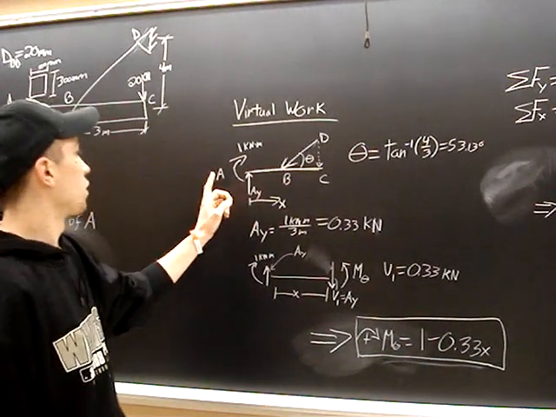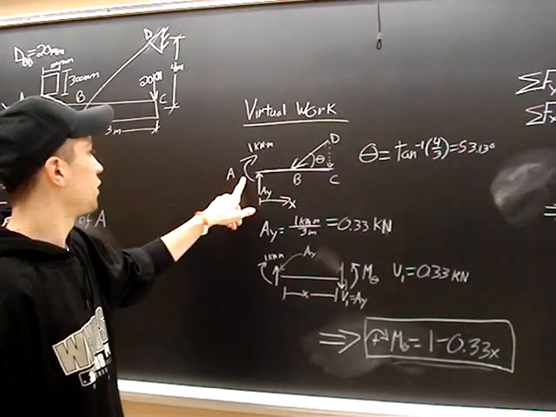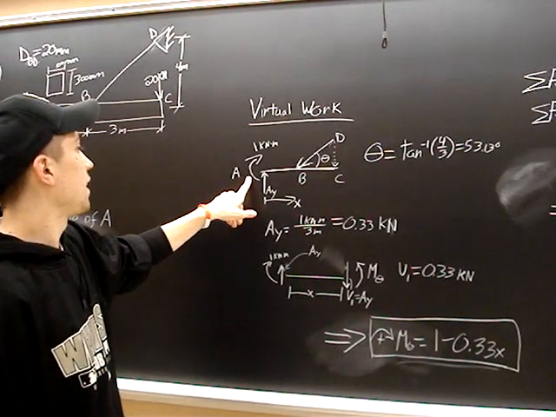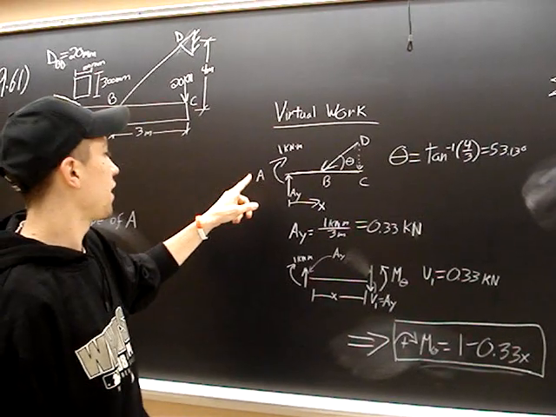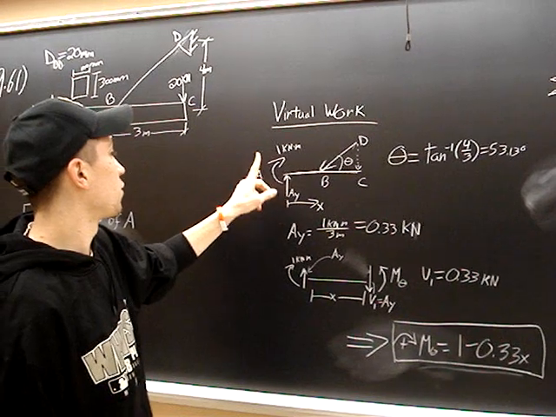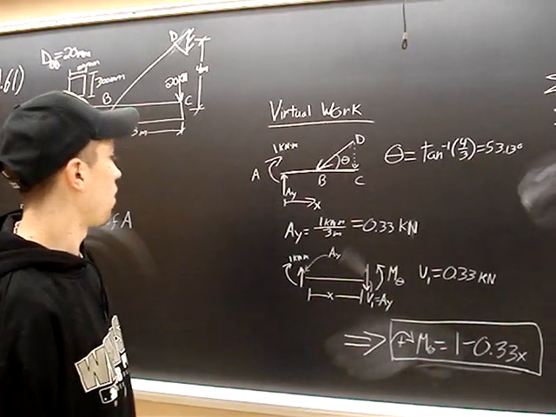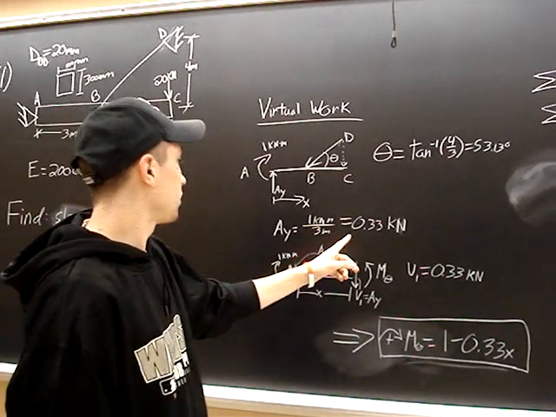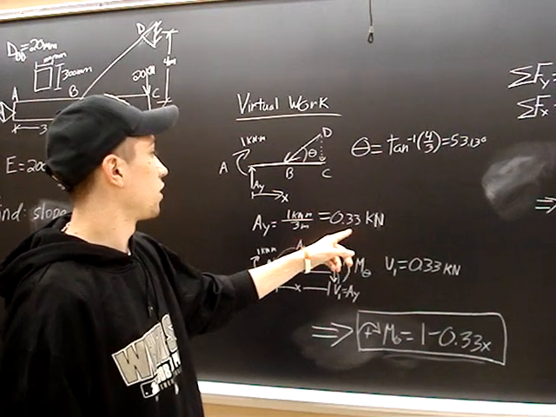Here's the beam. You want to place the virtual moment of 1 kilonewton meter at the end that you want to find the slope at, and we know that the direction of the reaction force is AY going up just by the beam. So you can solve for AY, which is 0.33 kilonewtons.